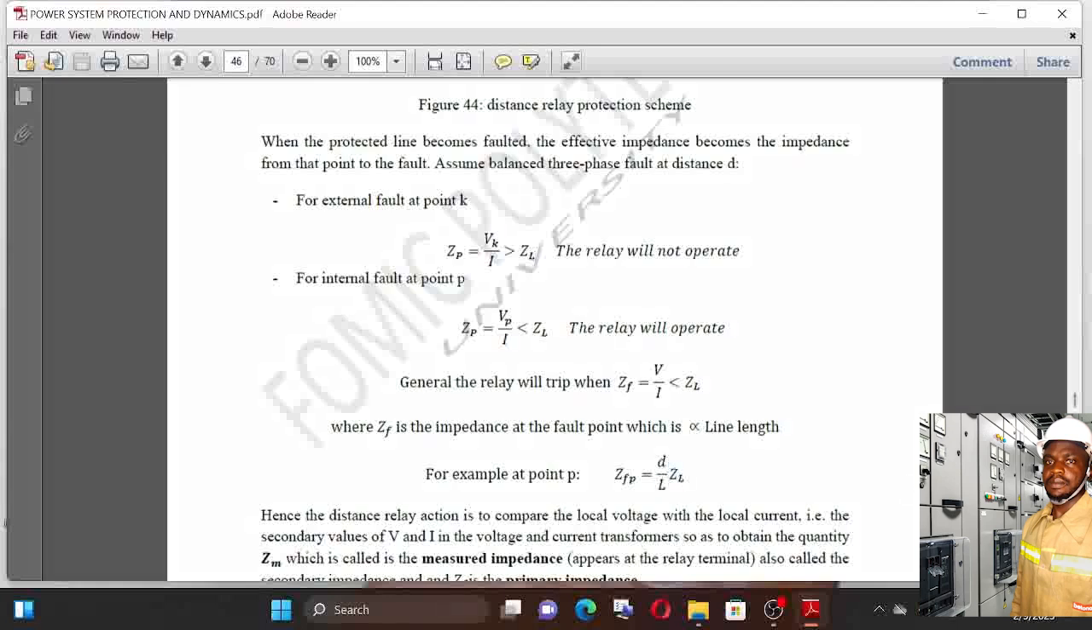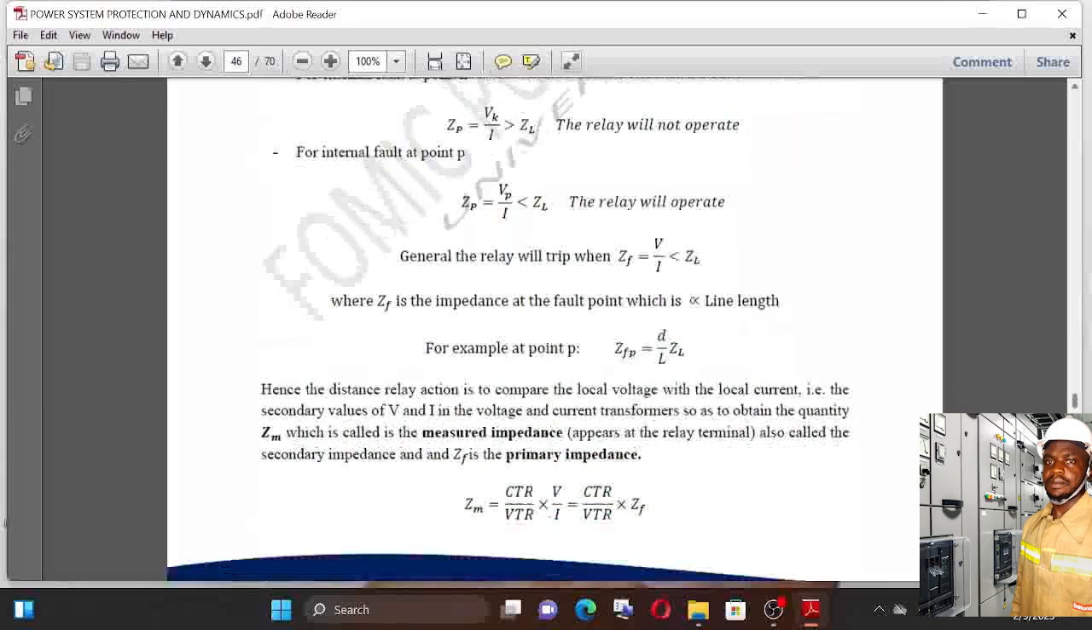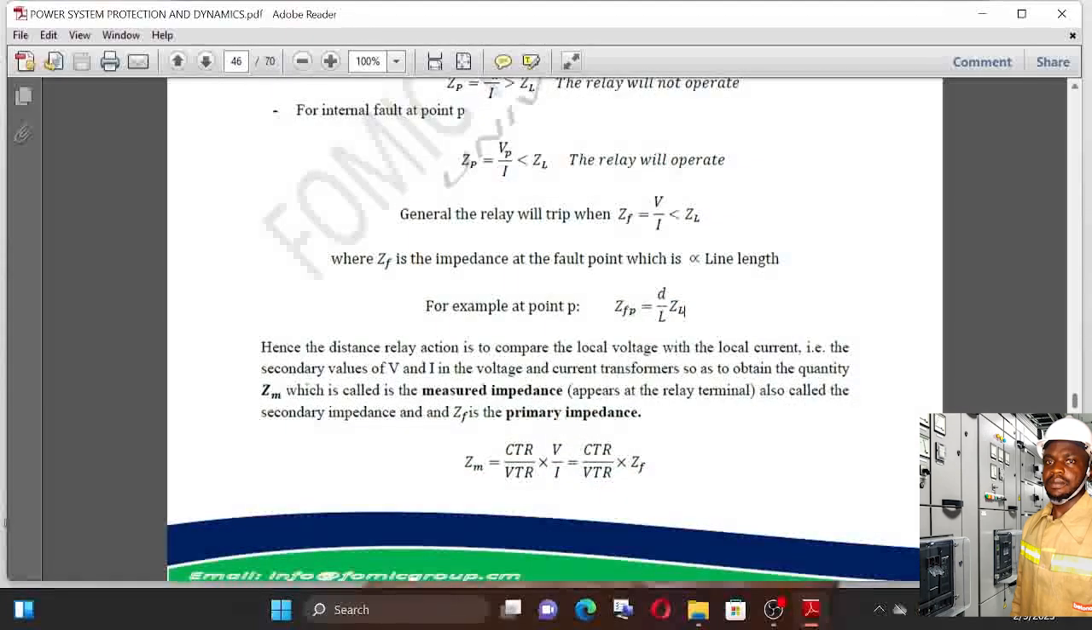This is also appropriate to determine the location of the fault, because you can determine D. Since you know the total length of the line, and you can measure the fault impedance from the current and voltage transformer readings, the fault location can be predicted, because we know that the fault impedance is directly proportional to the length of the line.